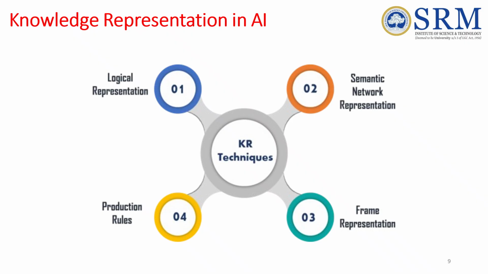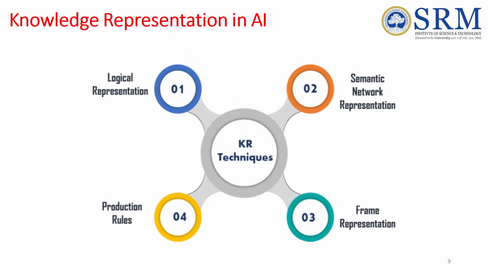Next is semantic network representation. It represents knowledge as a graph of nodes and links. Nodes can be objects or concepts, and links are the relationships between them. For example, animal, bird, sparrow: this can be represented as sparrow is a bird, bird is an animal, so sparrow is an animal.